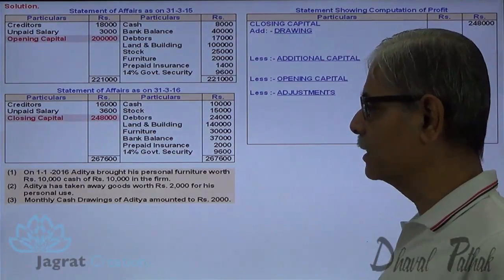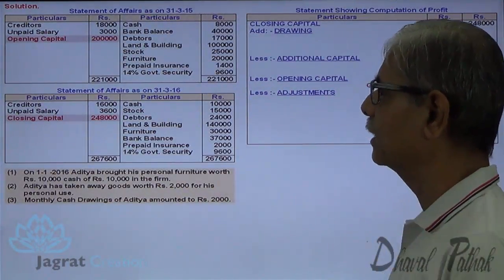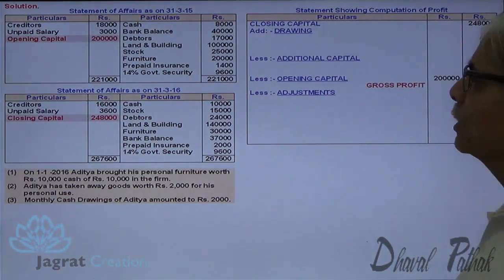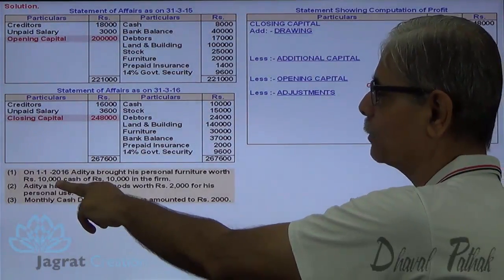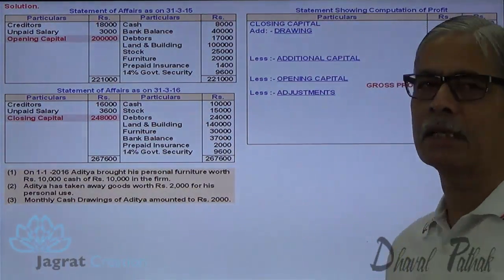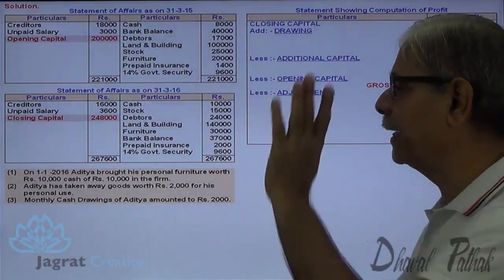Now let us consider the information given to us. On 1/1/2016, Aditya brought his personal furniture worth 10,000. Now see, here the furniture opening balance is 20,000. Aditya has brought 10,000, so furniture balance is 30,000. So it agrees. No need to add once again because it is already added.